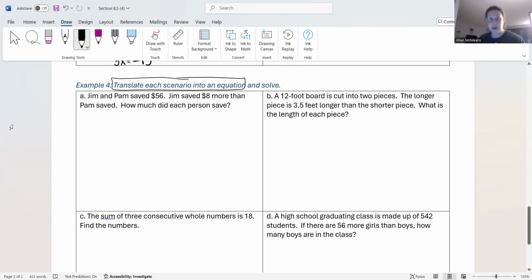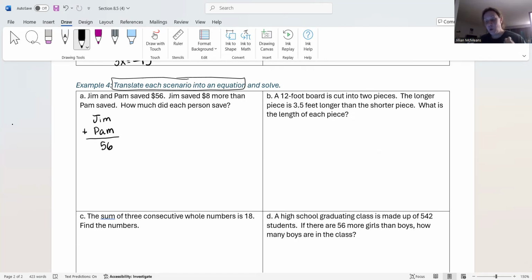So here's how I do it. I have a very particular setup. You do not have to use my setup, but you need to show some kind of a setup, okay? So for me, I start with just words and I start with a vertical setup. For me, it just works easier vertically, okay? So we know that Jim and Pam were both saving money. So if we take the amount Jim saved and add it to the amount that Pam saved, we know they saved a total of $56. Okay, so I start with just really basic words. So the amount Jim saved plus the amount Pam saved has to be $56.